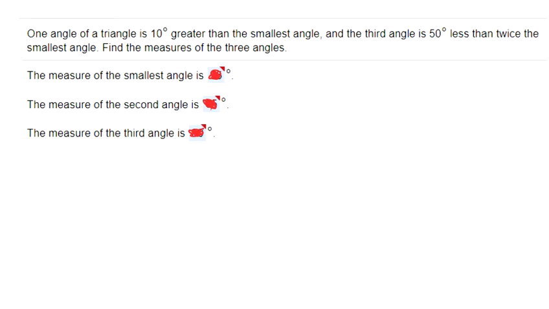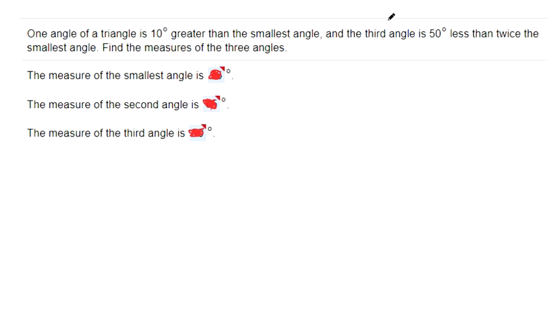One angle of a triangle is 10 degrees greater than the smallest angle. So that kind of throws us for a loop because we don't know what the first angle is that they're talking about, the one angle, and we don't know what the smallest angle is either. There's two things that we don't know. And then the third angle is 50 degrees less than twice the smallest angle.